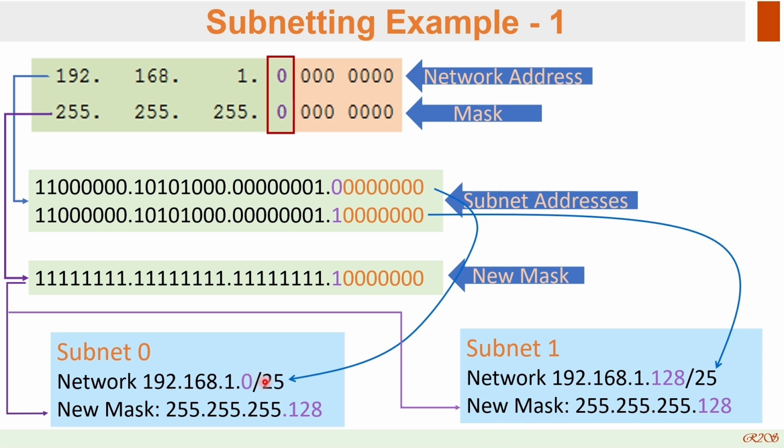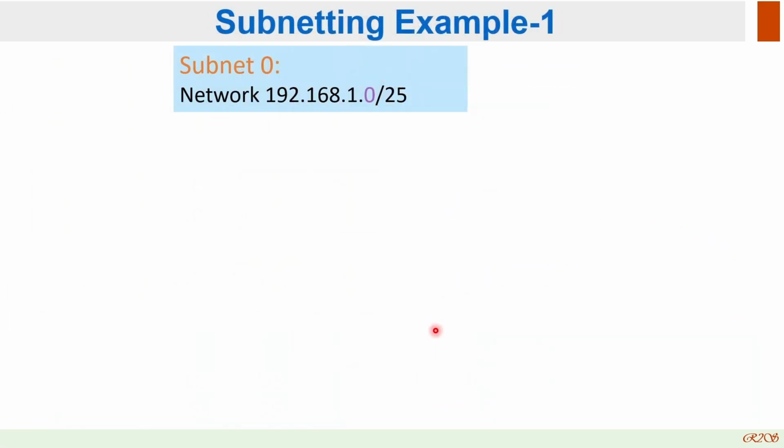You can see the prefix length for both networks is 25, and the subnet mask for both networks is 255.255.255.128. So let's do more analysis on the networks. Let's discuss again subnet 0. Subnet 0, the network 192.168.1.0/25, or prefix length is 25.